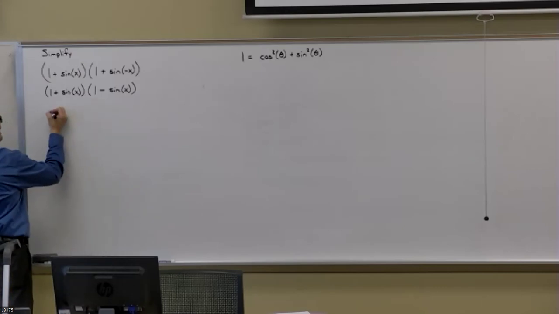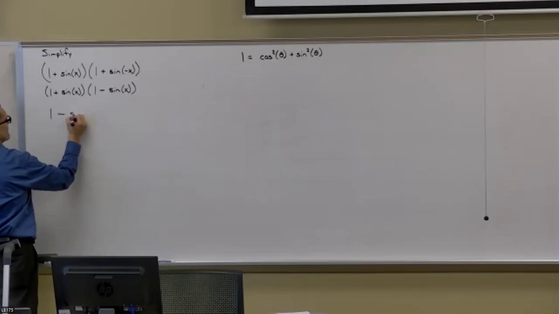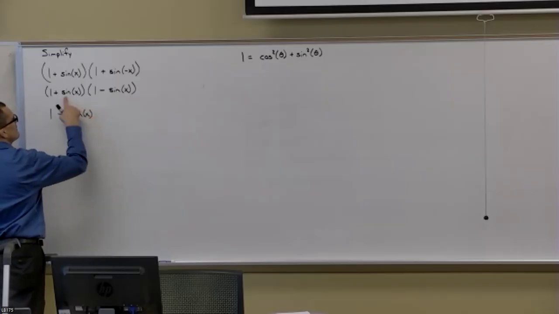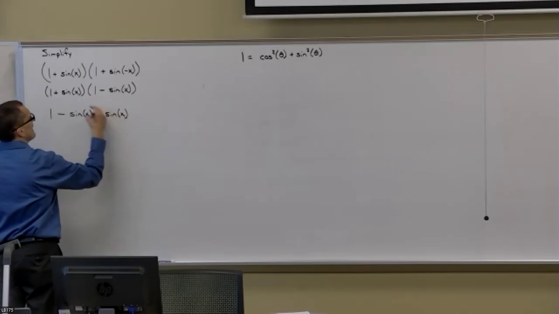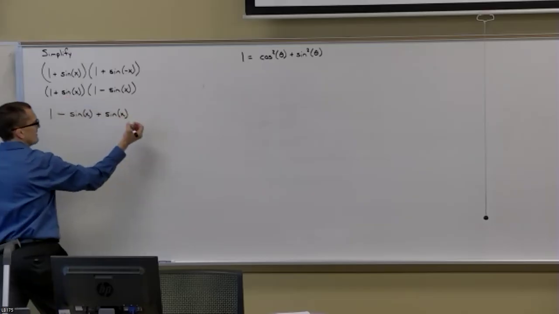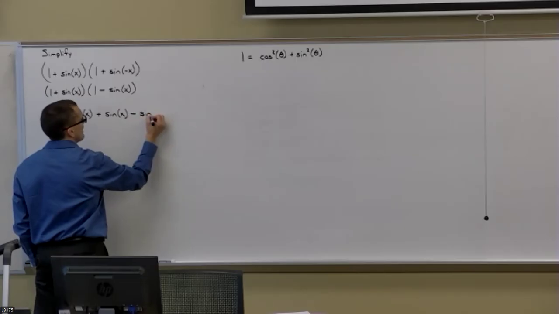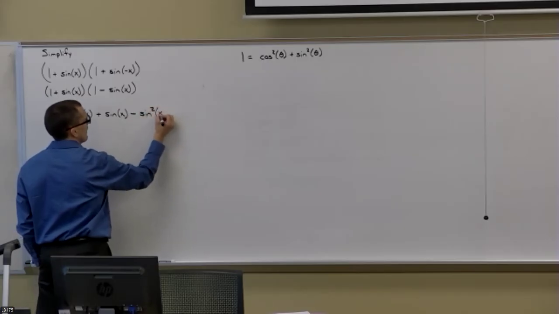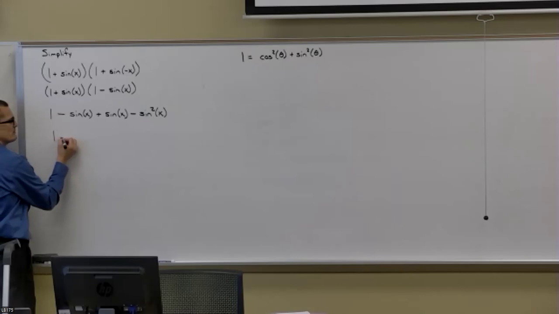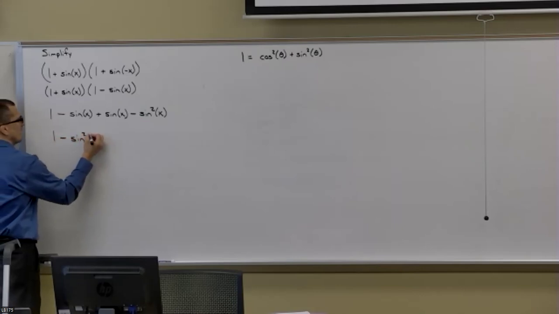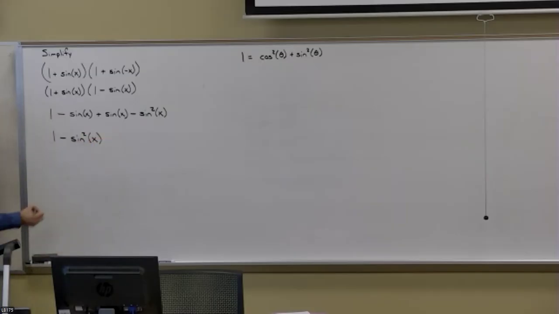Now when I multiply, I'm going to get 1 times 1, minus sine of x times 1. Sine of x times 1, that's plus sine of x. And then sine of x times negative sine of x gives me minus sine squared of x. Sine x times sine x is sine squared. Notice that the two middle terms cancel each other out. So I get 1 minus sine squared.